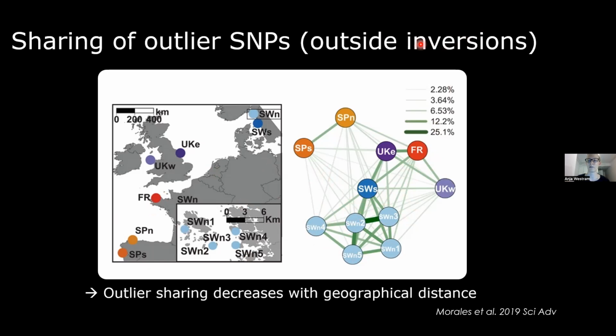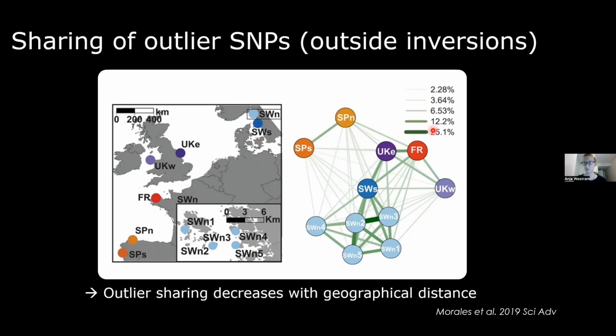Again, now focusing outside inversions. So for example, here we have all the Swedish locations, and we can see that they are connected by quite thick dark lines. This is because they share a relatively high proportion of the outliers. And similarly, if you look at the two Spanish locations, they also still share quite a reasonable number of outliers.